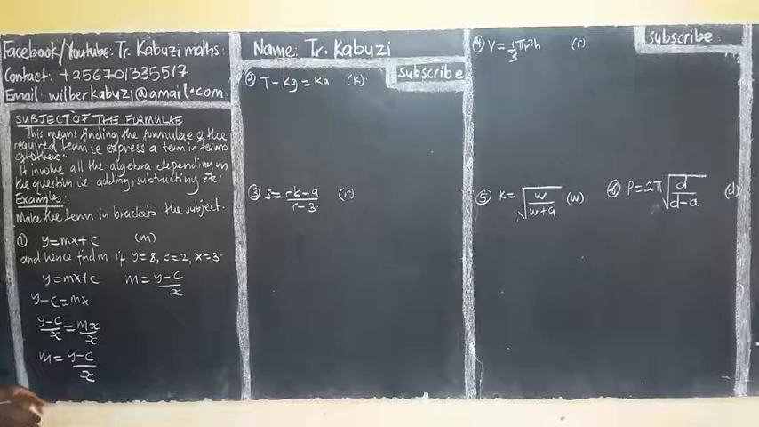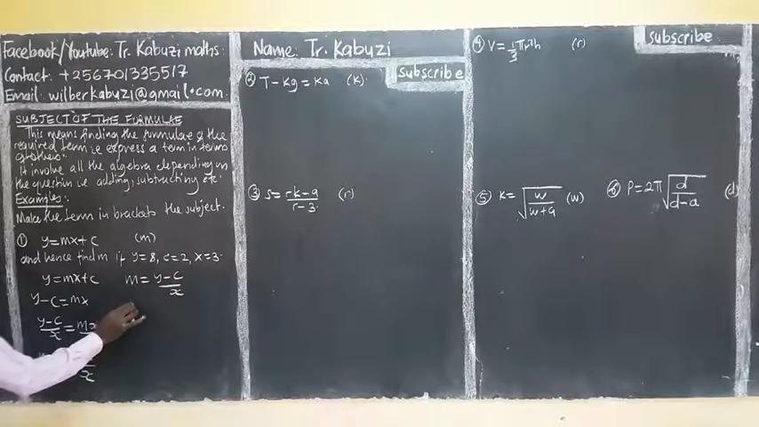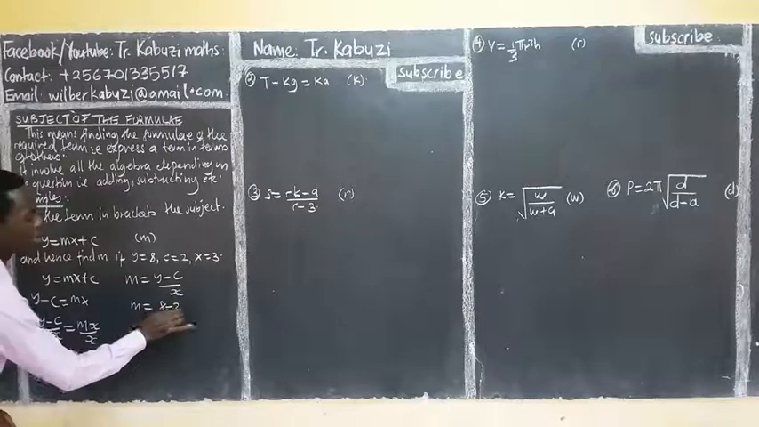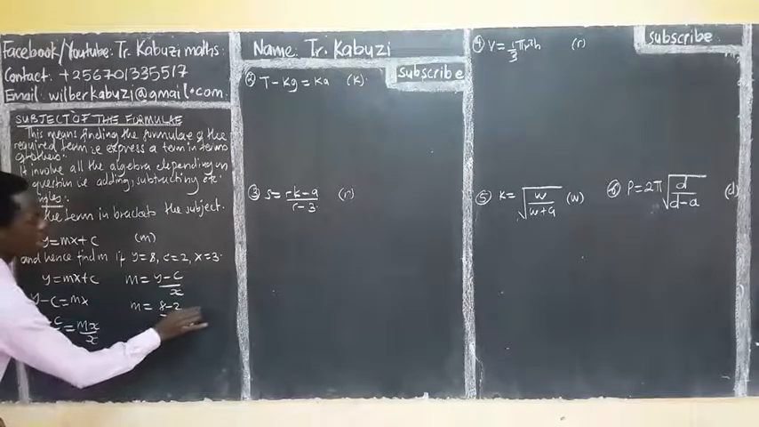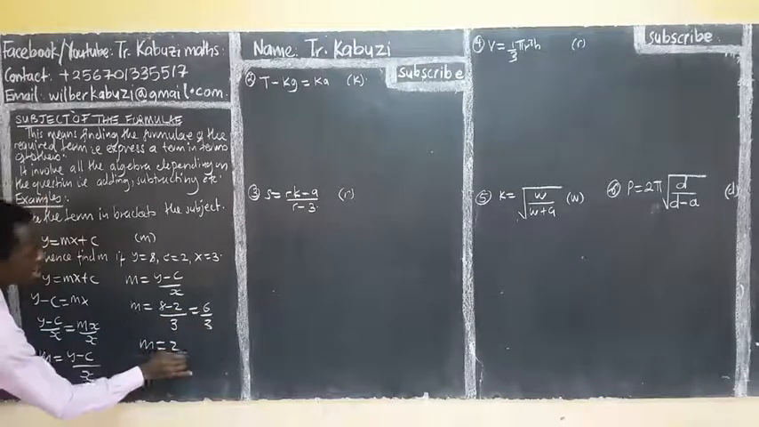Now they are giving you some values. Y is this, x is this. Find the m. Now our m will be, you put 8 minus c, which is 2, over x, which is 3. This will be 6 over 3. So that our m will be 2.